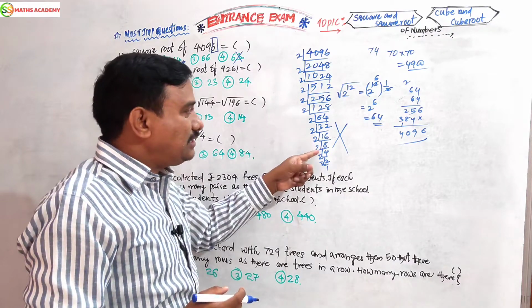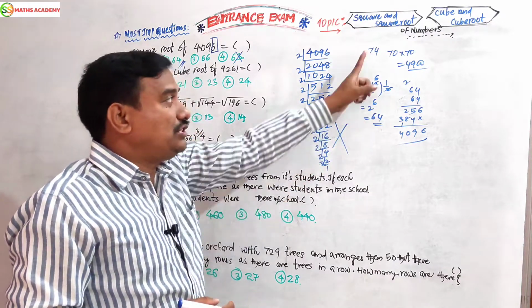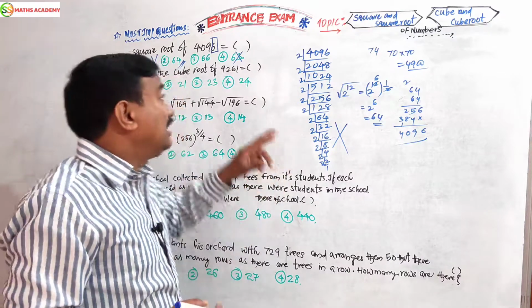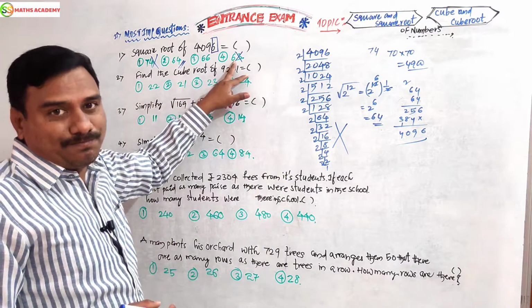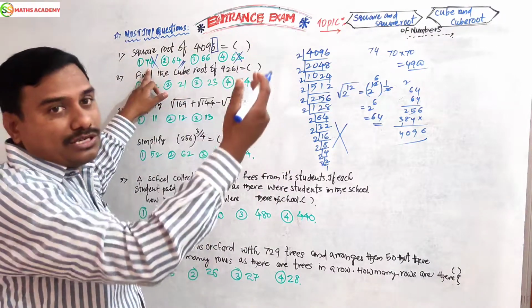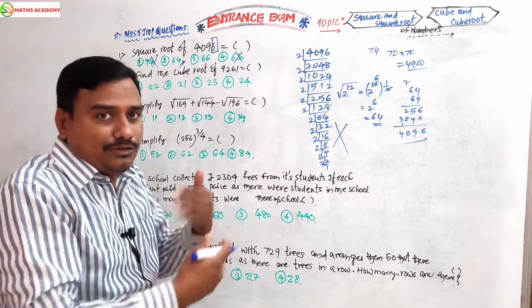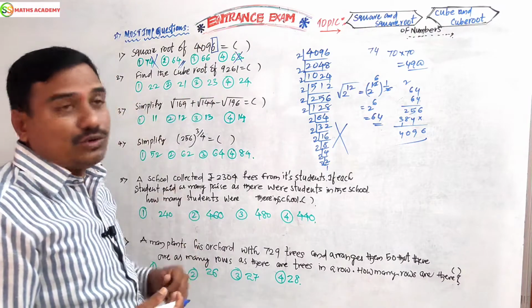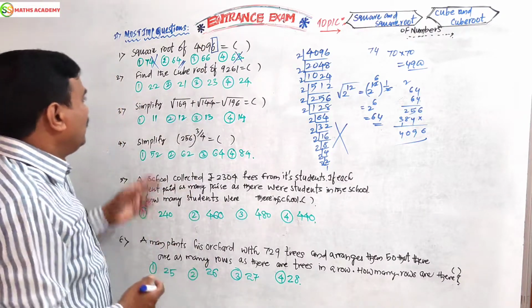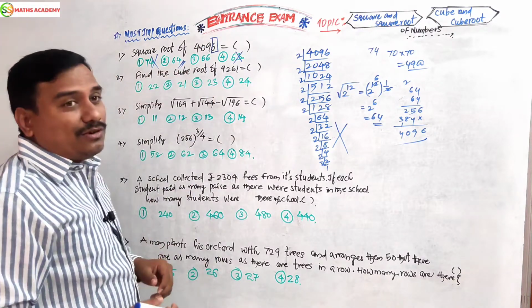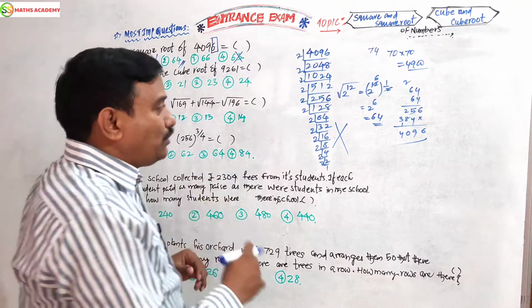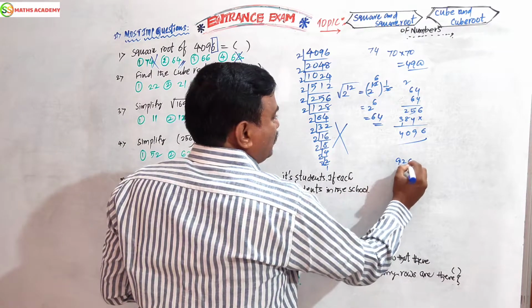Like this also we can go with analysis of the options. If it is a lengthy process, you can go with the analysis. This is not a direct option, it is too far. The nearest options are these two. You can check them by multiplying; square means multiply twice. Then you will get the answer. Okay. Next, find the cube root of 9261. Again you can do the LCM method.